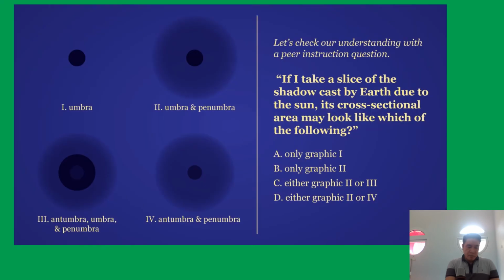Let's check our understanding with a peer instruction question. If I take a slice of the shadow cast by Earth due to the sun, its cross-sectional area may look like which of the following? Classroom students should follow normal procedures or instructor guidelines. Viewers not in the classroom should record your vote and explain your reasoning on a piece of paper. Please pause this video and answer the question.